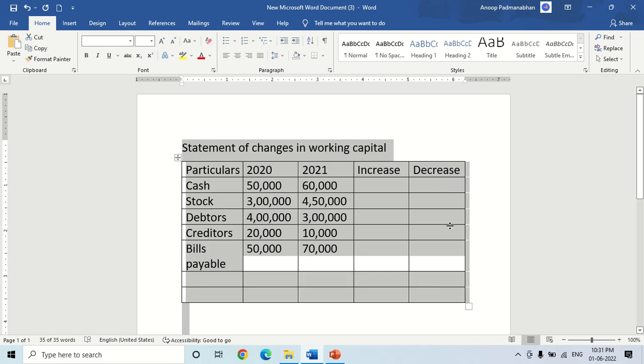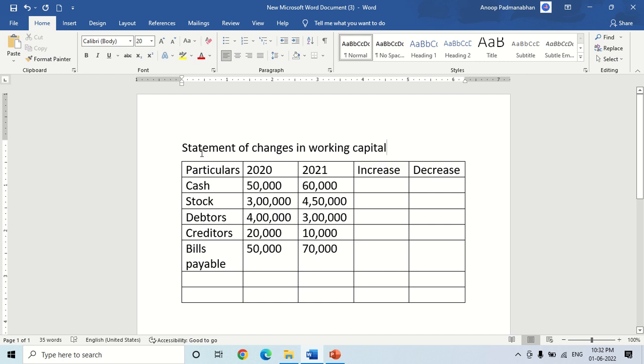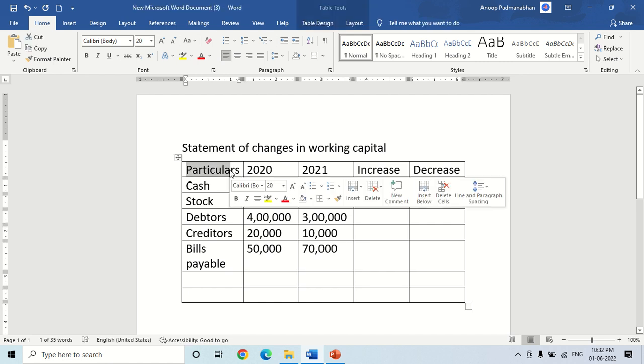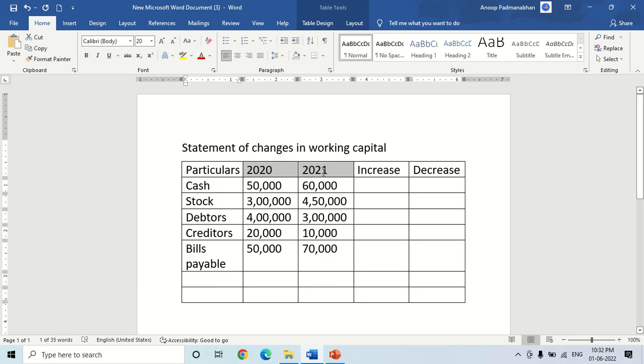So when we prepare the statement of changes in working capital, this is the format which we are going to follow. One particular column and 2 years data will be given in the question. Here I have taken the example of 2020 and 21. Whatever years they have given, we will write in ascending order. Say, for example, if it is given 2021 and 2022, then I will write it this way. Then next, two more columns we will give: increase as well as decrease.